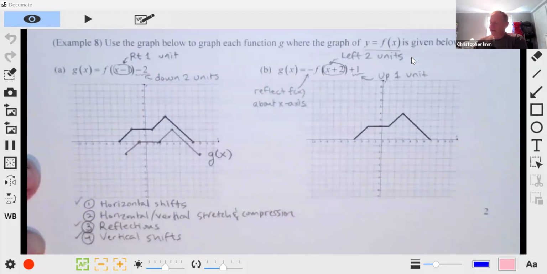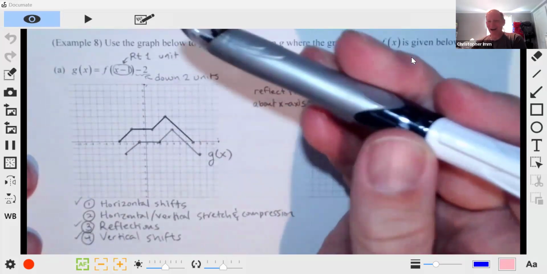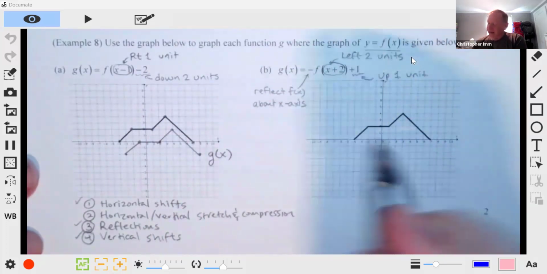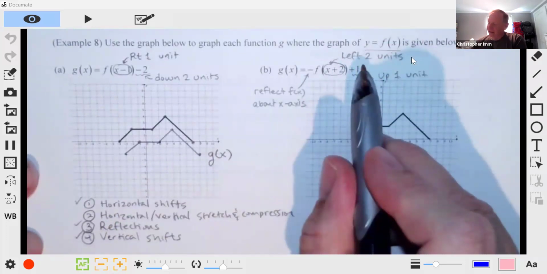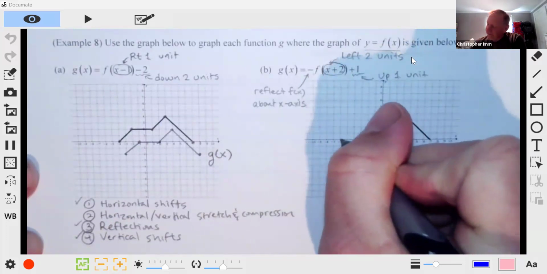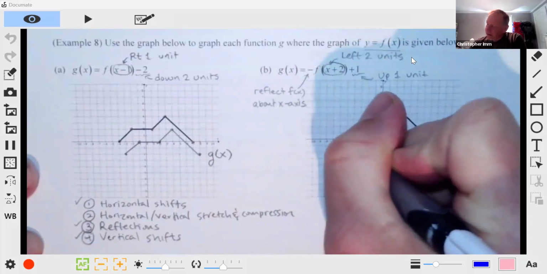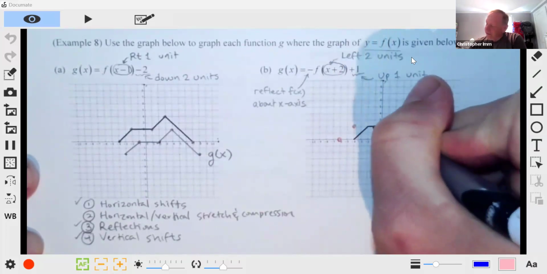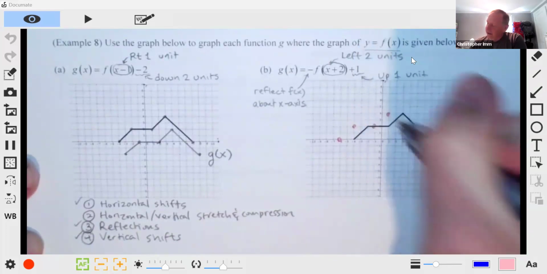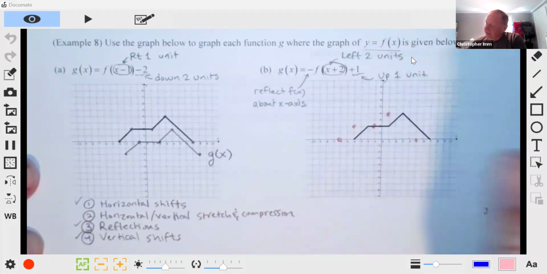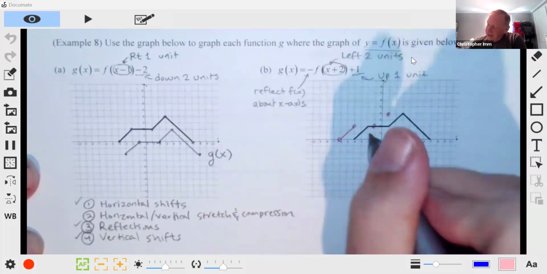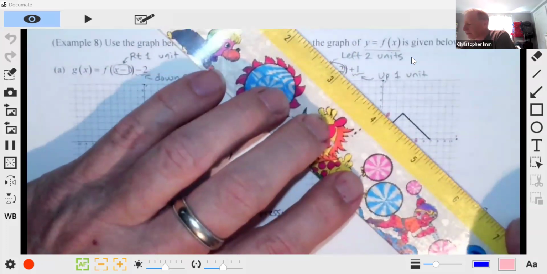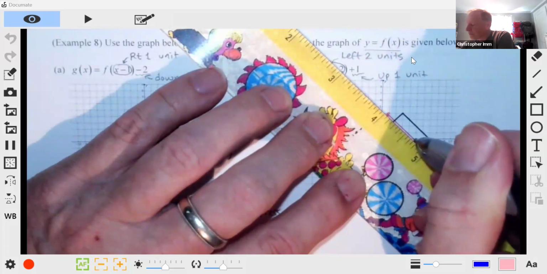So I have my handy 4-colored pen. Hopefully it works. So I'm going to start by doing this horizontal shift left 2 units. So I'm going to move this left 2. Move this one left 2. Move this point left 2. This point left 2. And this point left 2. This is not going to be the total graph, but just my first step here. So my red graph is going to be step 1.